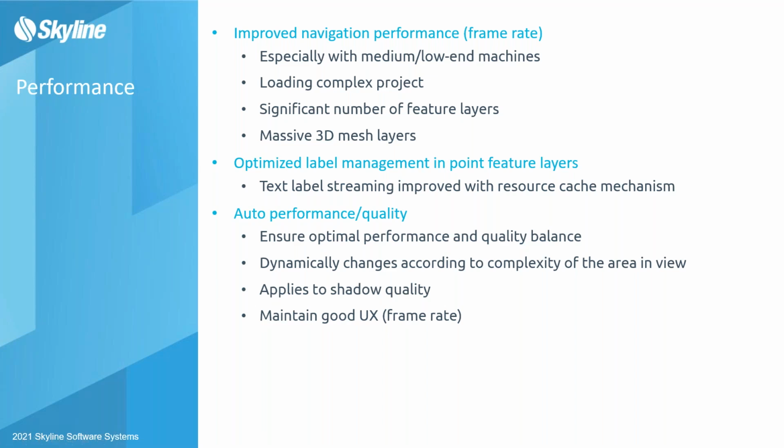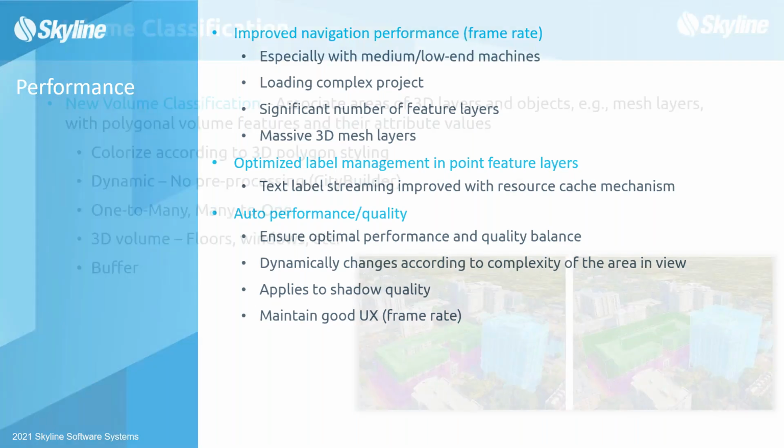As you zoom closer to the area, it will present a more accurate shadow. And as you zoom out and look at an entire city, it will do the calculation in a way that will still allow your computer to perform nicely and the scene to be dynamic. And that allows you to maintain a good user experience, which is mainly frame rate, but not only.